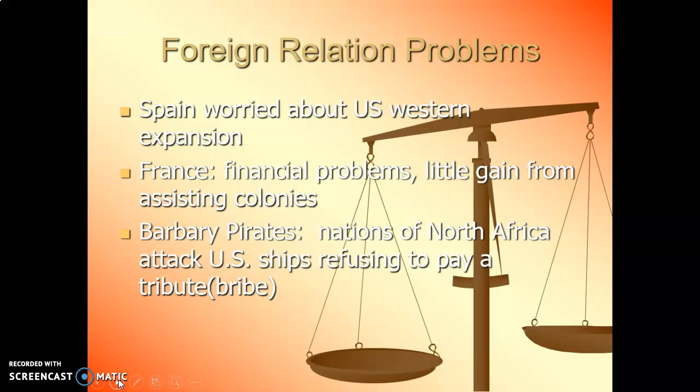The Barbary pirates, these are nations in North Africa that attack U.S. ships for refusing to pay a bribe or a tribute. Keep in mind, we will start paying this tribute, and it will end with Thomas Jefferson. George Washington and John Adams, as we get to them, we'll talk about them. They did pay this bribe each year.